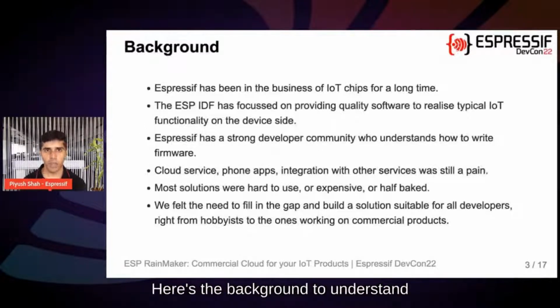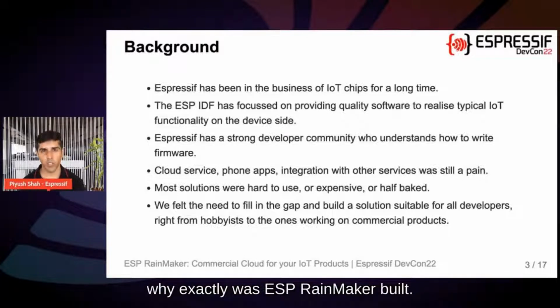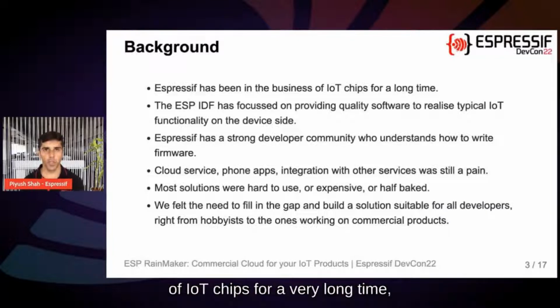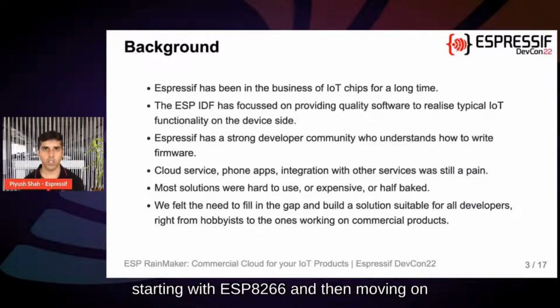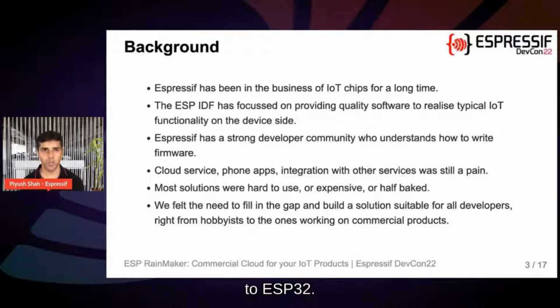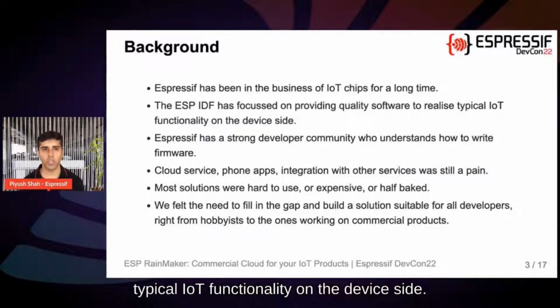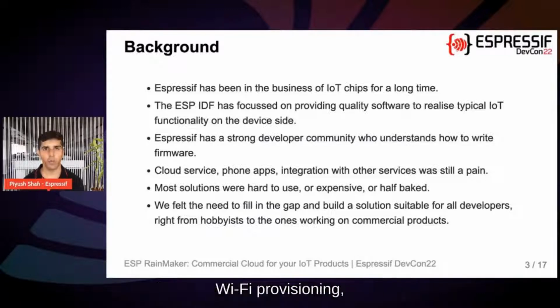So here's the background to understand why exactly ESP RainMaker was built. Espressif has been in the business of IoT chips for a very long time, starting with ESP8266 and then moving on to ESP32. We have an SDK called ESP IDF, which focuses primarily on the firmware side, and it can help to realize typical IoT functionality on the device side. It includes the most common functionality like MQTT connectivity, Wi-Fi provisioning, HTTP server client, and related modules.